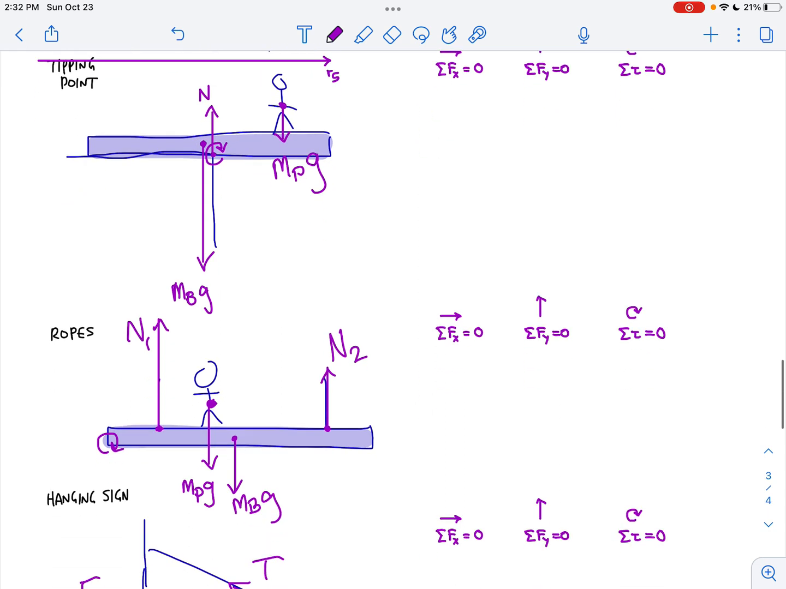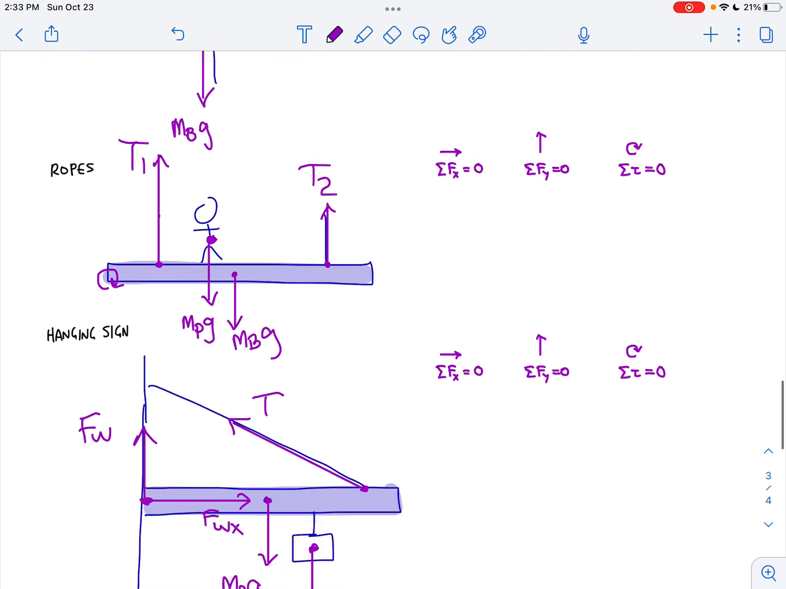For the ropes question, there are a total of 4 forces. 2 normal forces. Oh, those are not normal forces. Those are tensions. Tension in rope 1, tension in rope 2, and then, of course, 2 weights hanging down. No x forces, 2 positive y, 2 negative y, 2 positive torques, 2 negative torques.